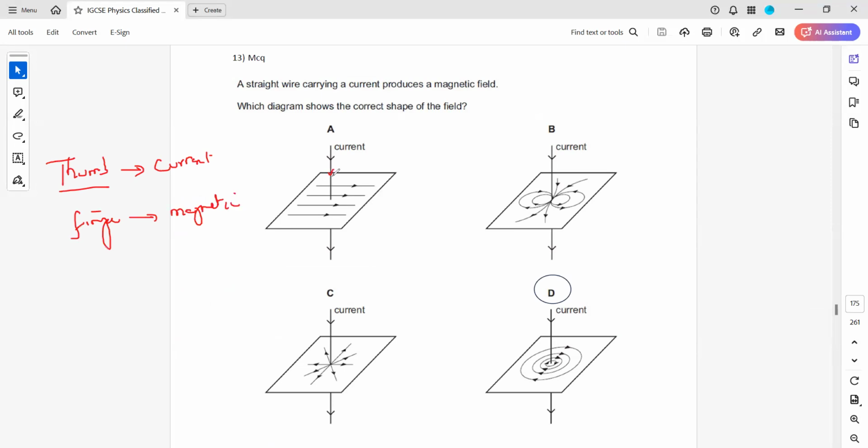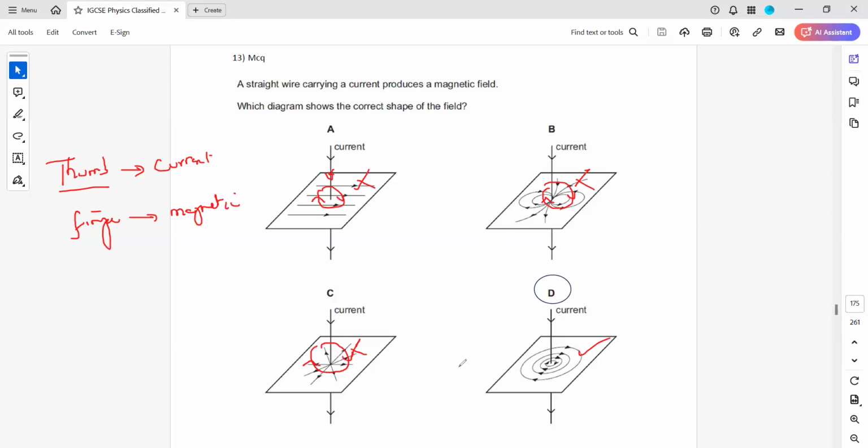So if the current is pointing down, the fingers will turn in this manner. This is wrong. If the current is pointing down, fingers will turn in this manner. So this is also wrong. Current is pointing down, fingers will turn around. So this is also wrong. Current is pointing down, fingers turn around. So D will be the right answer.